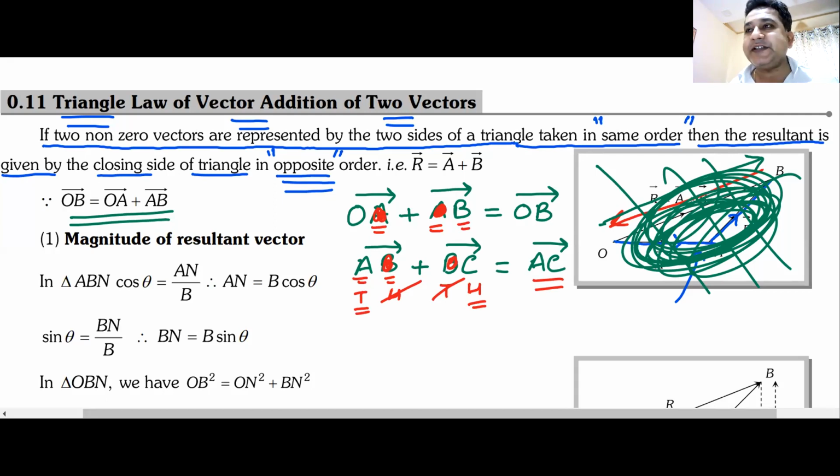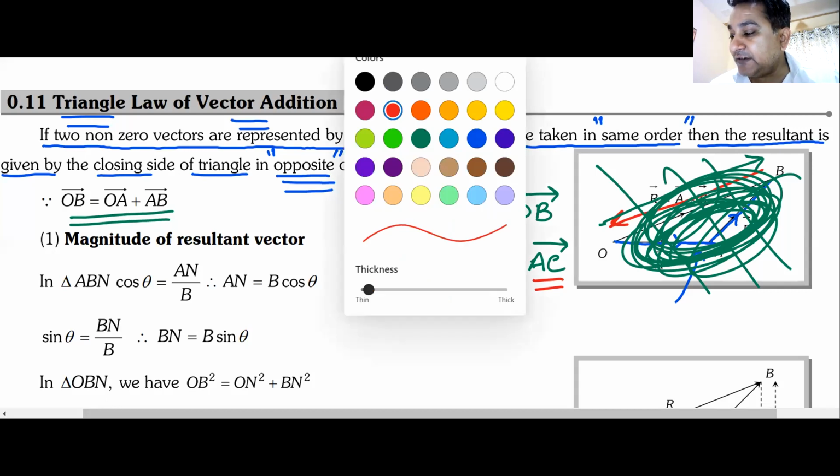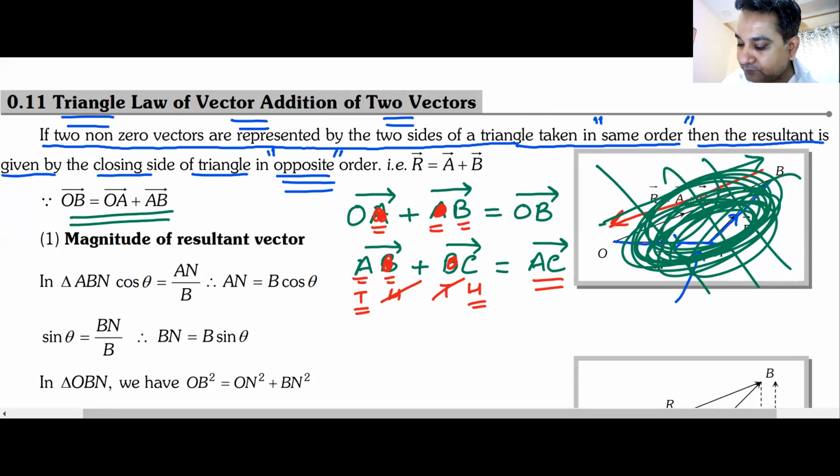Will you be able to repeat the magic? Everyone is confident? Chalo, let's see. Challenge for everyone. Let's see who gets it first.